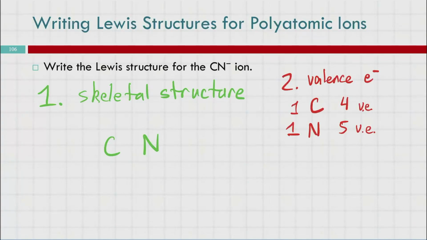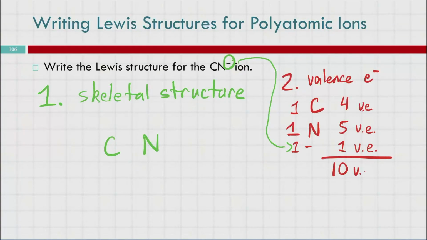And then we also have 1 extra electron because of the charge. Oop, that 1 extra negative. So that's 1 more valence electron. If you forget that valence electron, you're going to have the darndest time figuring out a Lewis structure for CN-. Okay, so our total number of valence electrons is 10. 10 valence electrons.